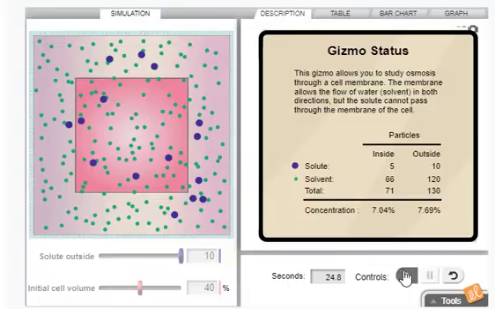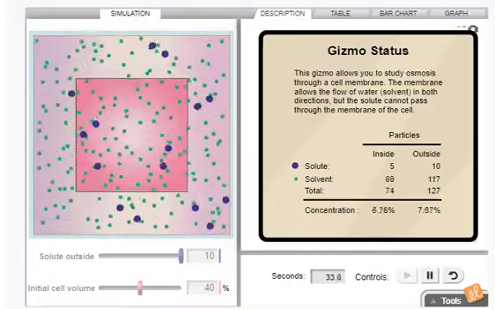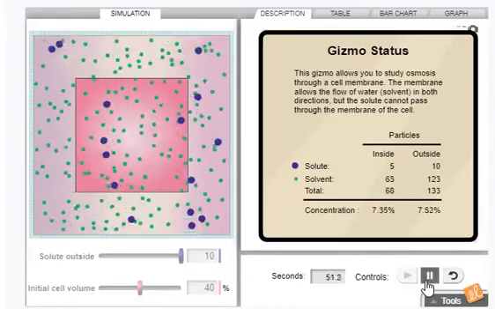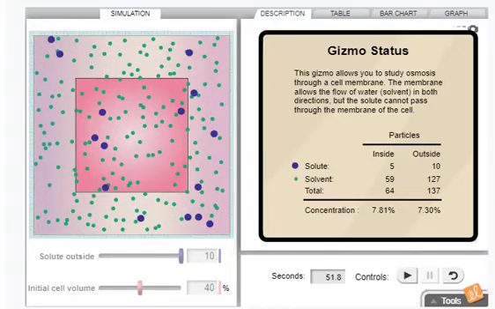Okay, and then we're going to wait until these numbers aren't changing much, which we seem to be about right there. Okay, what do you notice about the solute concentration outside and inside?